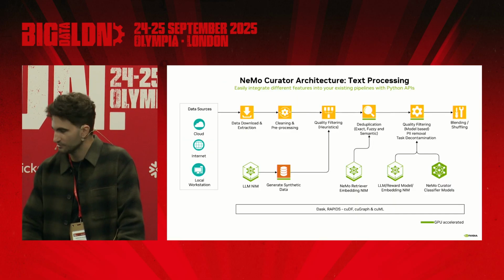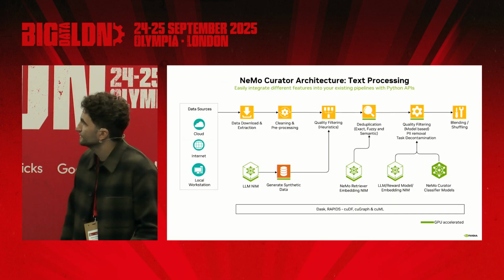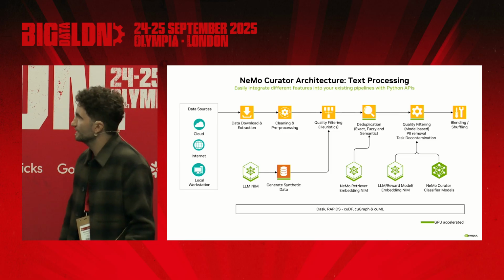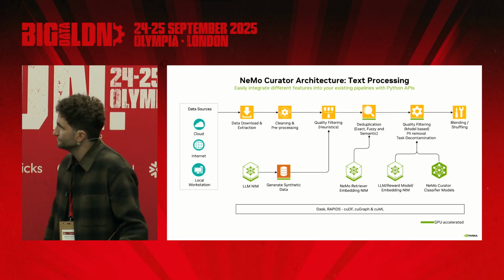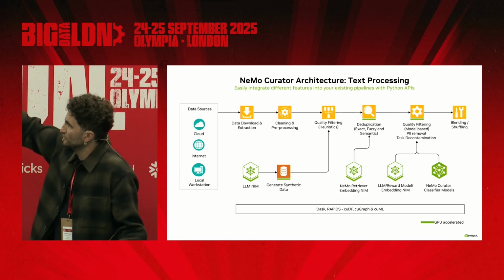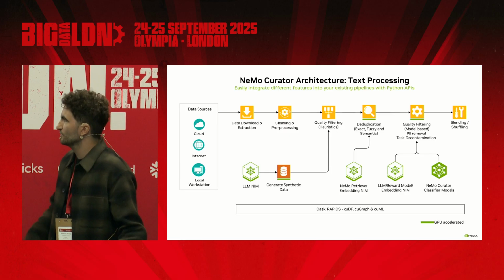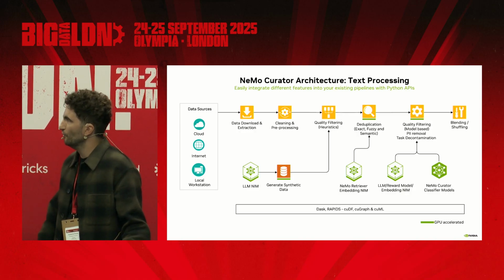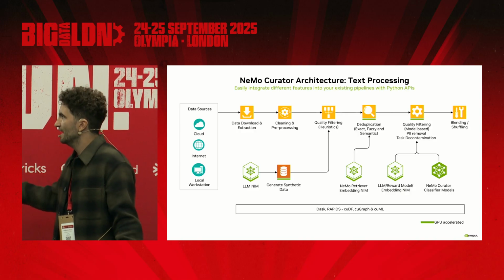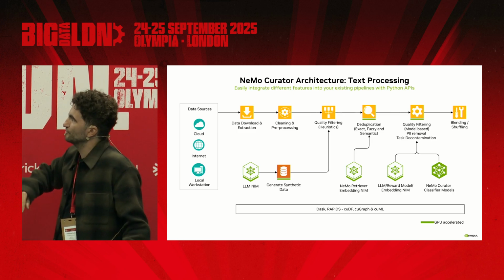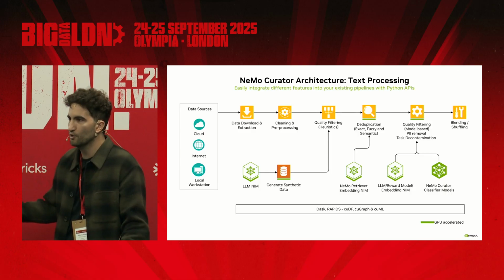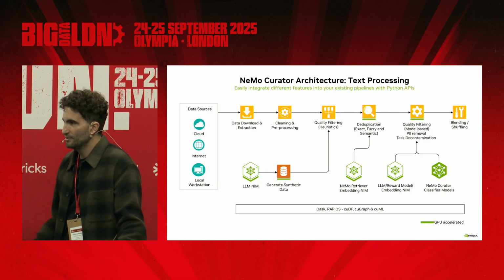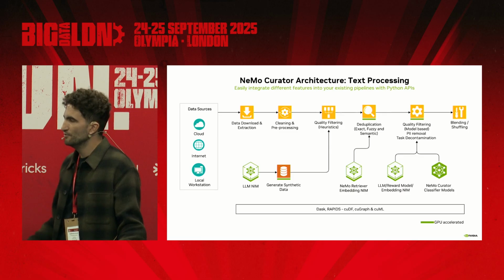So let's look at text processing, a typical data processing architecture, and where NeMo Curator and NIMs can come in. Your typical cleaning and pre-processing will be done on Spark or Hadoop or any other framework, and we've already covered how those can be accelerated. Then you probably want to start by doing some sort of quality filtering.